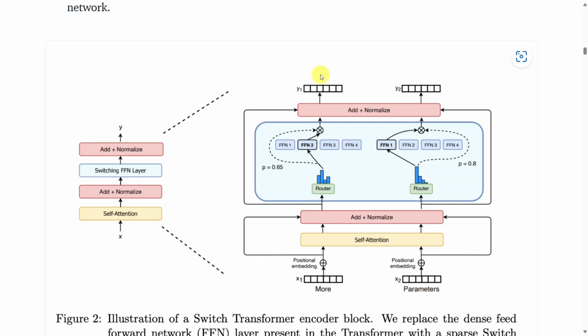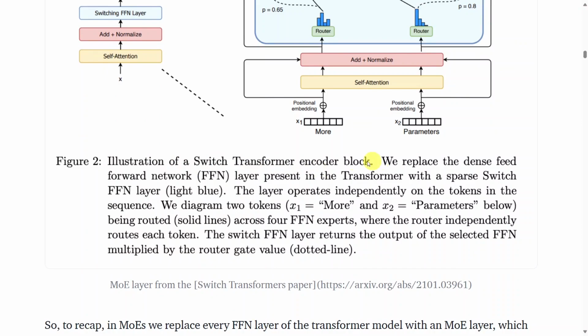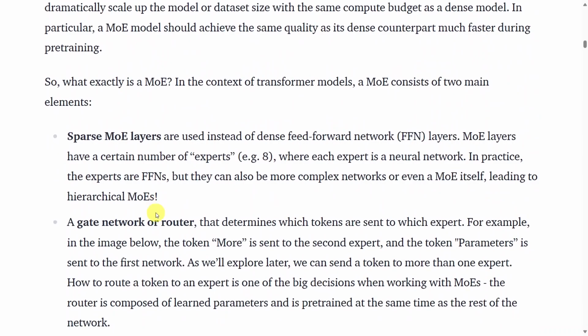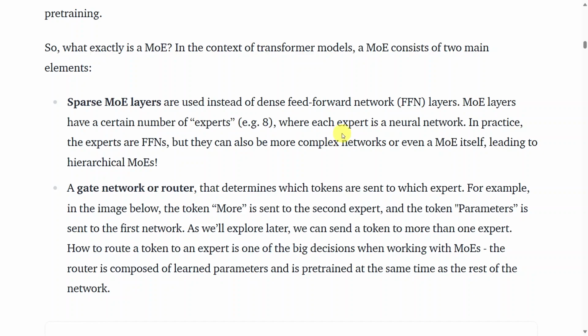In this illustration of the switch transformer encoder block, we replace the dense feed forward FFN layer present in the transformer with a sparse switch FFN layer. This layer operates independently on the tokens in the sequence. So that's why we have the sparse MoE layer. MoE layers have a certain number of experts, where each expert is a neural network. In practice, the experts are FFNs, but they can also be more complex networks or even an MoE itself, leading to hierarchical MoEs.